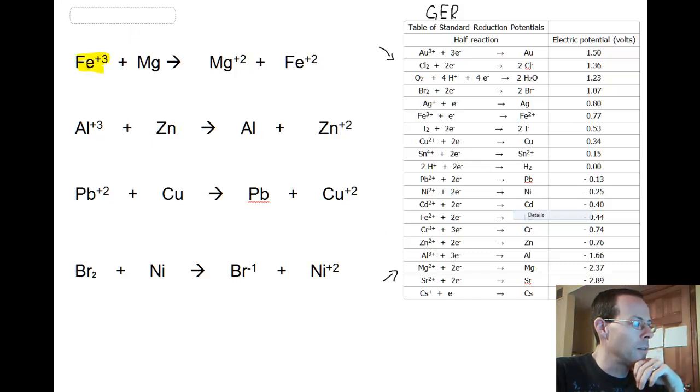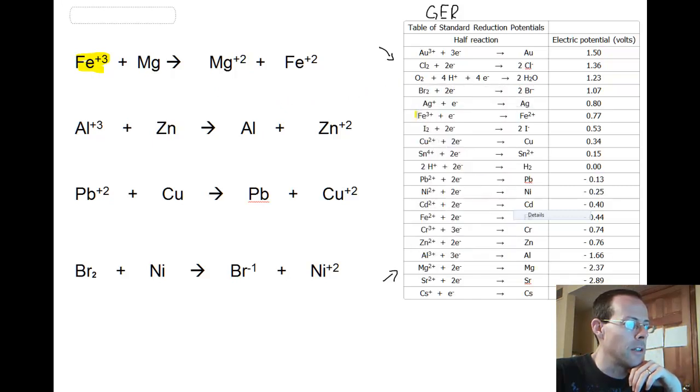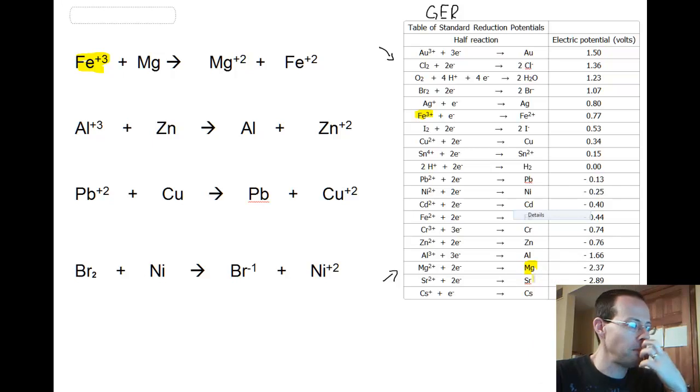So we have iron plus 3. I'm going to come over here and find iron plus 3, and I find it's right there. I just highlighted it. Magnesium, just by itself, so we're going to find magnesium towards the bottom, but notice magnesium element is on the right hand side, not the left hand side. If I connect these dots with a blue line, I have a line that goes from northwest to southeast.